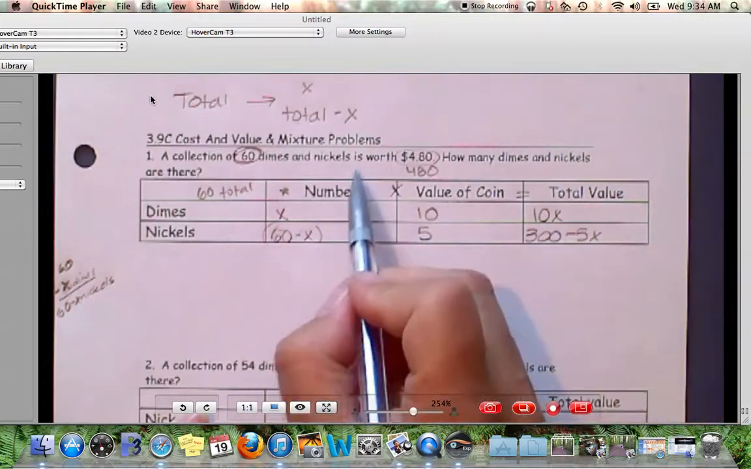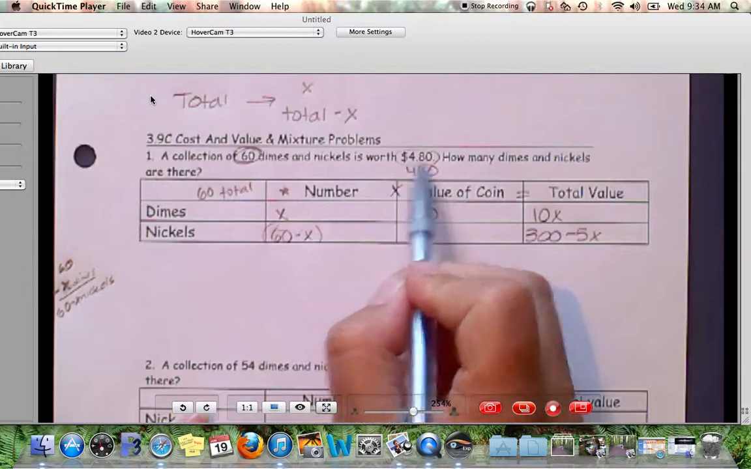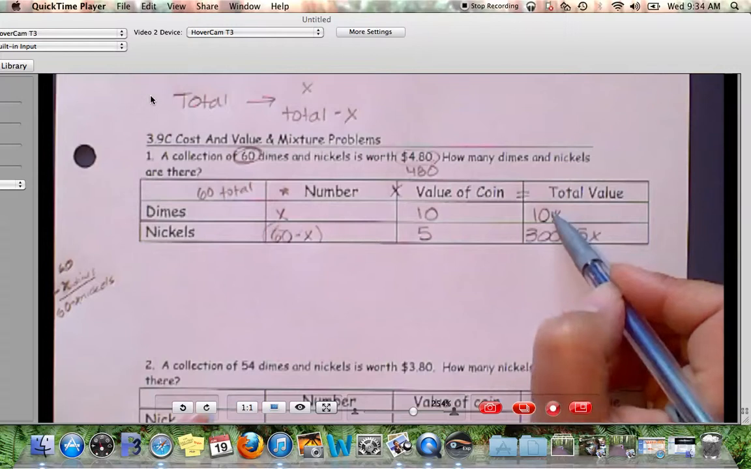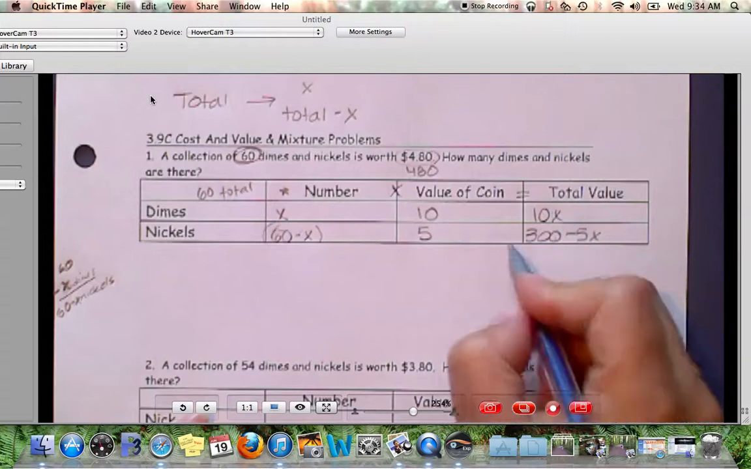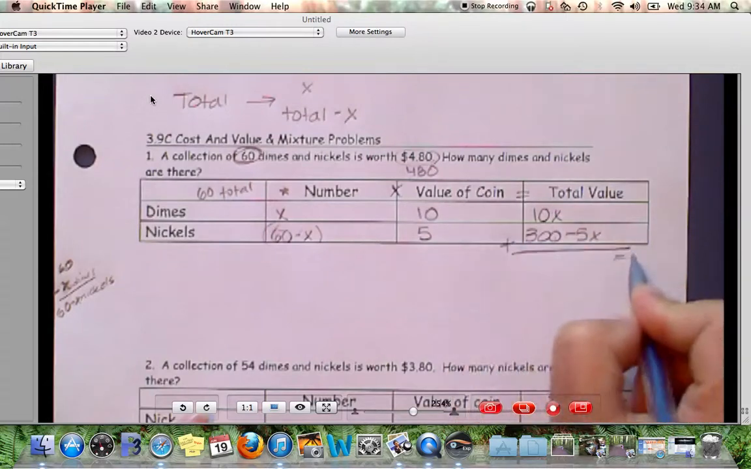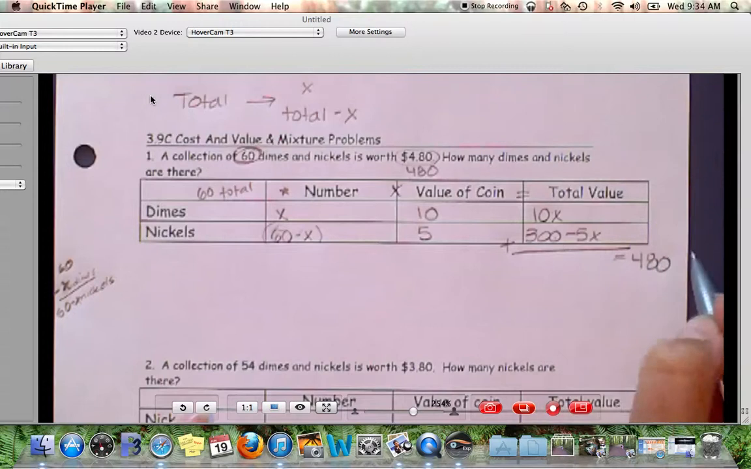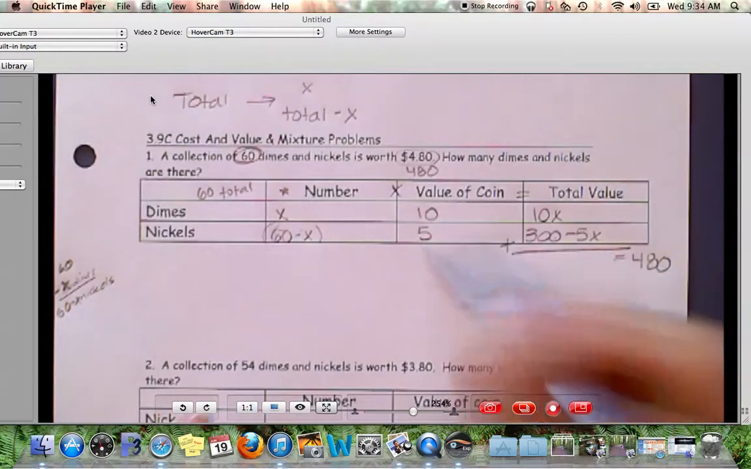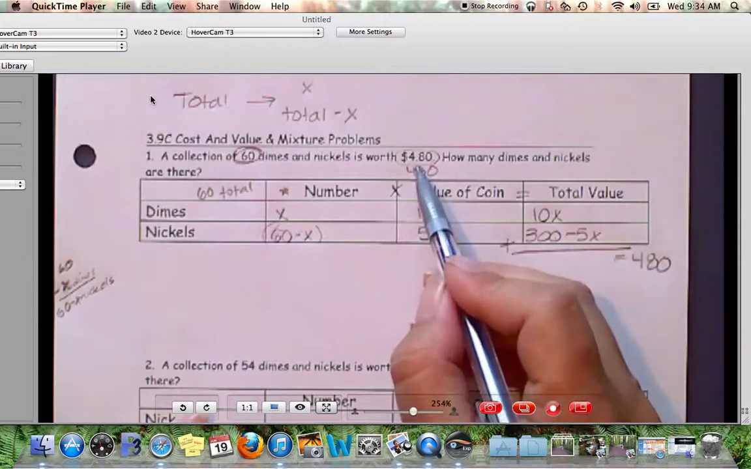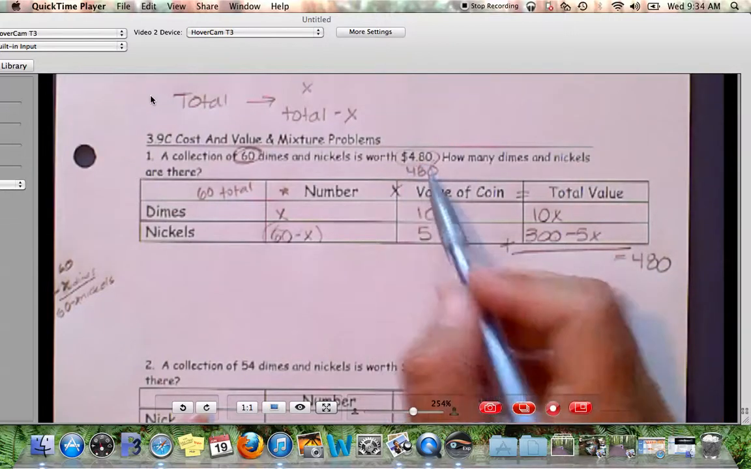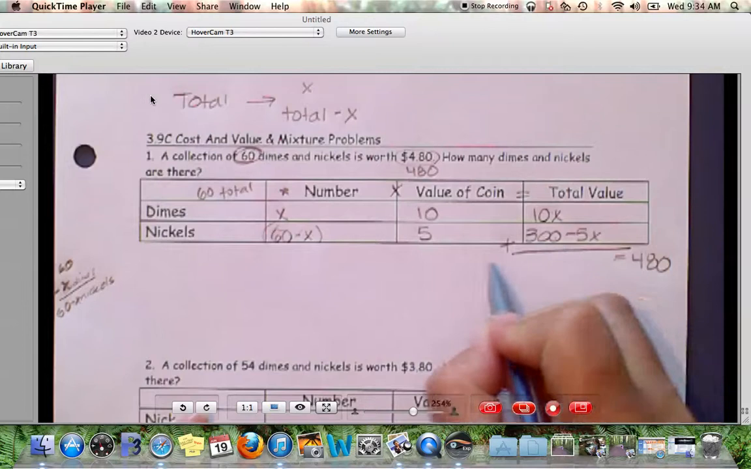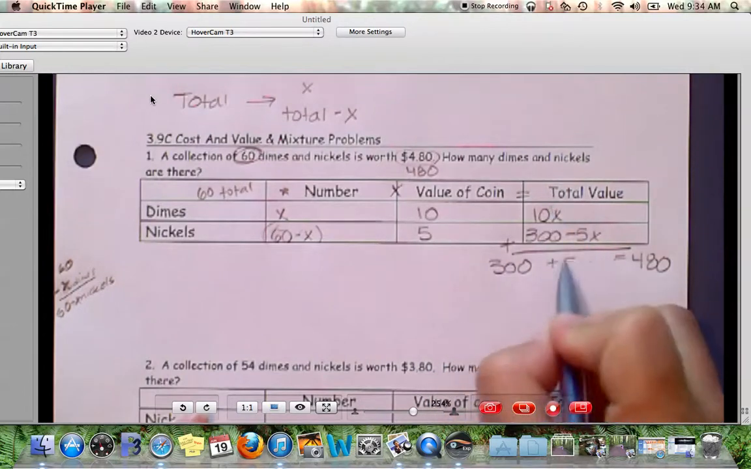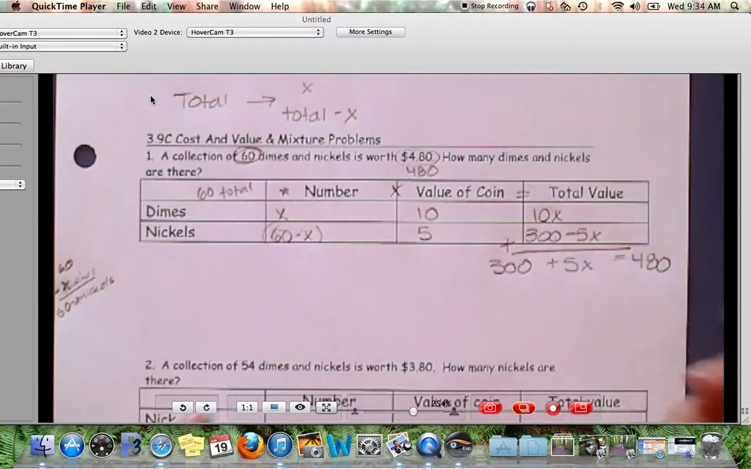We know that it's worth $4.80 or 480 cents. So we want to add the total value of the dimes plus the total value of the nickels, and it should be equal to 480 cents. If we're going no decimals here for the value of the coin, then we need no decimals here for the value of the dollars. So when we add down, we get 300. Now be careful here. 10x minus 5x gives us a positive 5x equals 480.